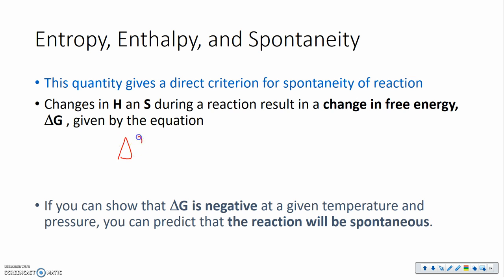So our delta G, change in energy, is equal to the change in enthalpy minus the temperature of this change times the entropy change. And if delta G is negative, then you can predict that the reaction is going to be spontaneous. If it's positive, it's not spontaneous. And if it's 0, it's at equilibrium.